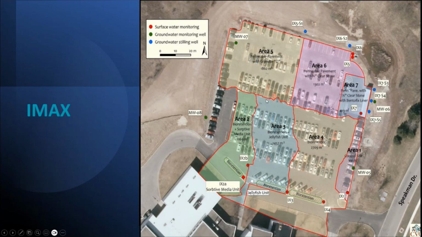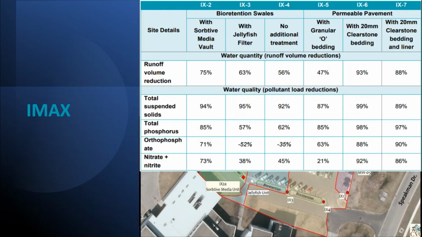So comparing all these different types of LIDs and treatment train approach, we were able to come up with those reductions. And here's what we see at the end of the project. We were able to see in these different sections where monitoring took place the bioretention swales using a sorptive media vault, the jellyfish filter, or no additional treatment. So we can see water quantity and runoff volume reductions are shown below.